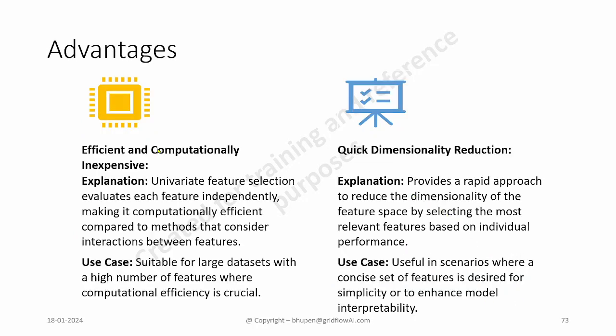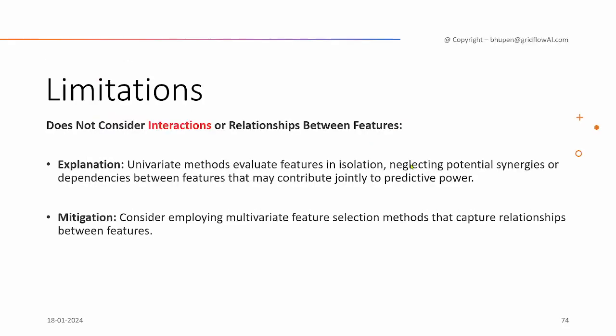So what's the advantage of univariate feature selection? First of all, the analysis is done one column at a time independently, so it is quite efficient and computationally fast. And since we can analyze each column independently, we can quickly come to some conclusion about whether certain columns are useful or not, and thereby it will help us with dimensionality reduction as well.